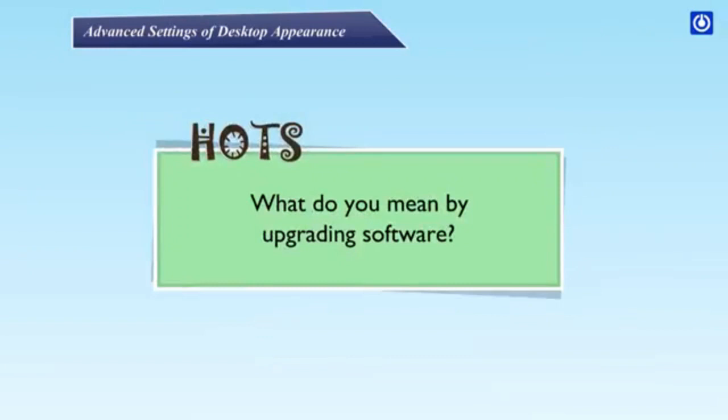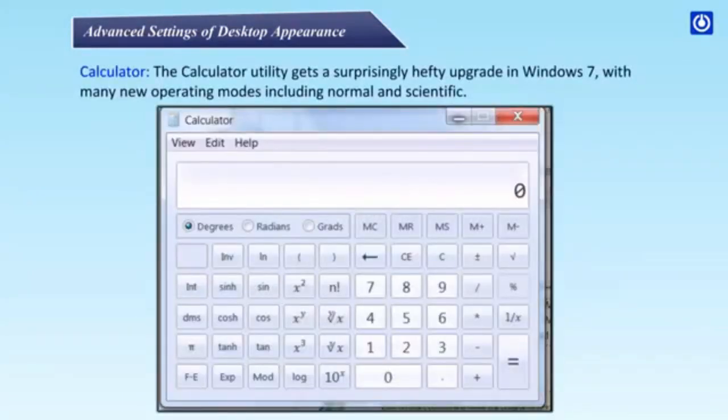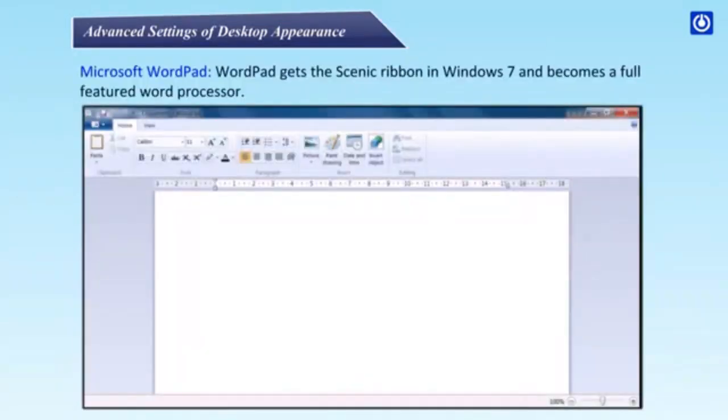HOTS. What do you mean by upgrading software? Calculator. The calculator utility gets a surprisingly hefty upgrade in Windows 7 with many new operating modes, including normal and scientific. Microsoft WordPad. WordPad gets the Scenic ribbon in Windows 7 and becomes a full-featured word processor.